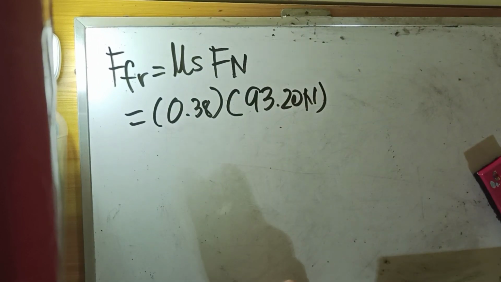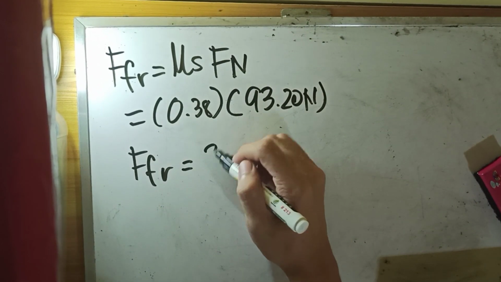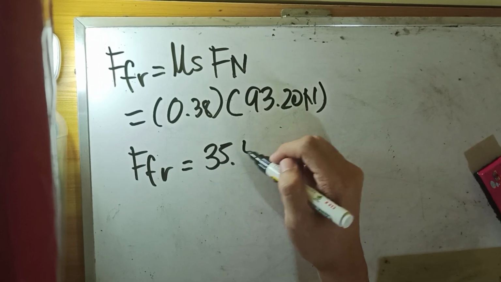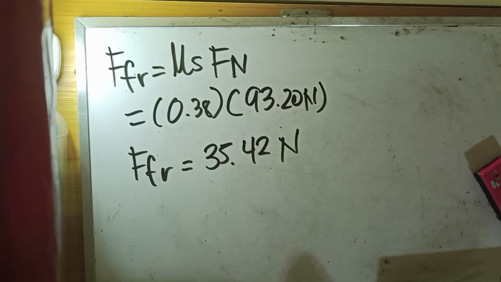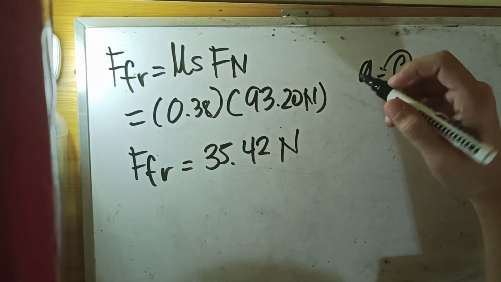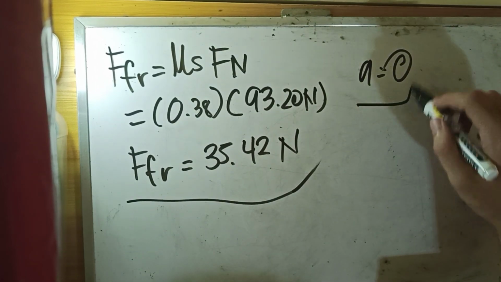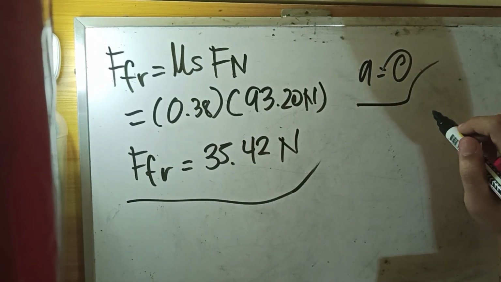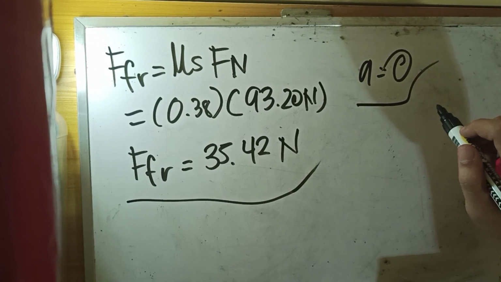At ang makukuha nating sagot ay force of friction is equals to 35.42 Newton. And kung matatandaan natin, for our letter A, ang applied force natin ay 0. So, mapapansin natin ang force of friction natin ay mas mataas sa ating applied force. Therefore, walang mangyayaring motion kasi mas mataas yung friction sa applied force natin.